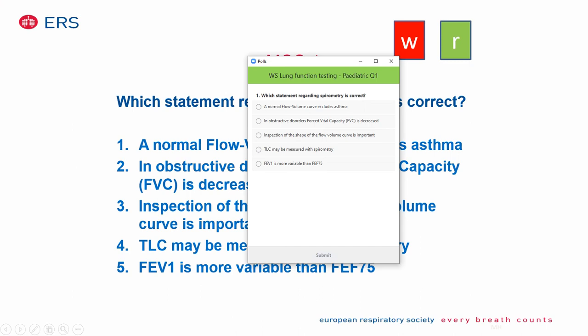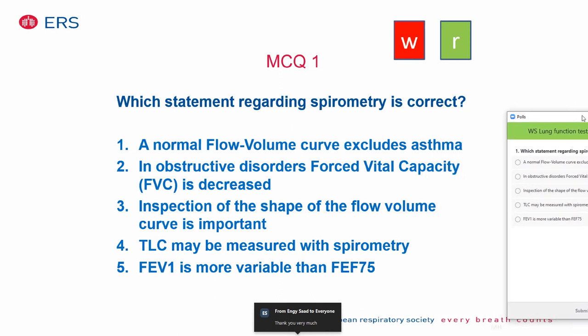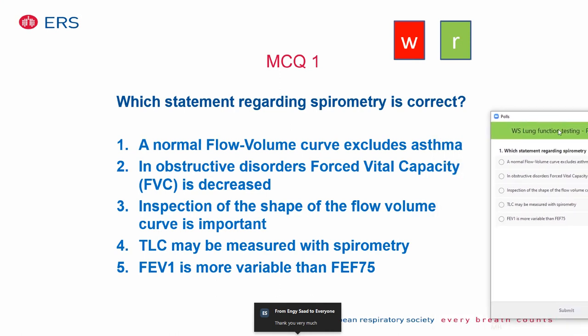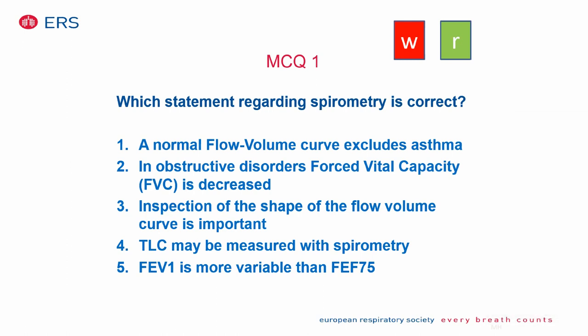Which statement regarding spirometry is correct? There is one single correct answer. A, a normal flow volume curve excludes asthma. B, in obstructive disorders, forced vital capacity, FVC, is decreased. C, inspection of the shape of the flow volume curve is important. D, total lung capacity may be measured with spirometry. And E, FEV1 is more variable than FEF75. So this is mostly related to spirometry. And you can choose now.